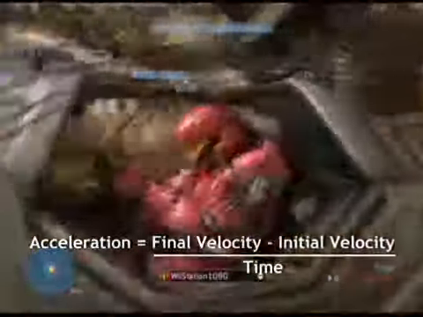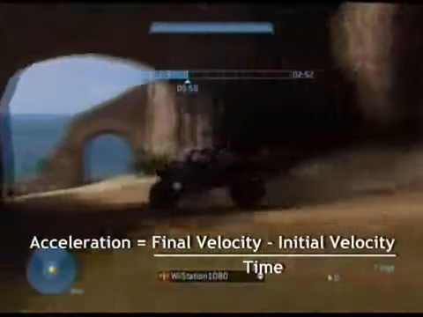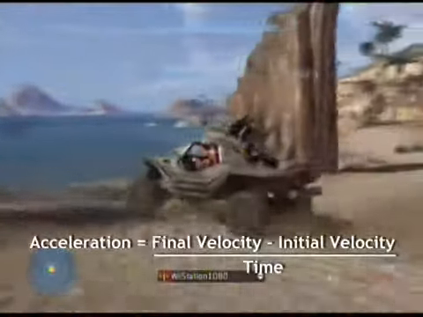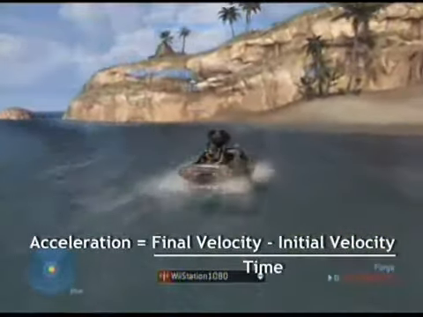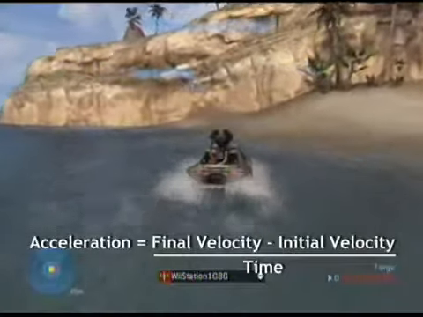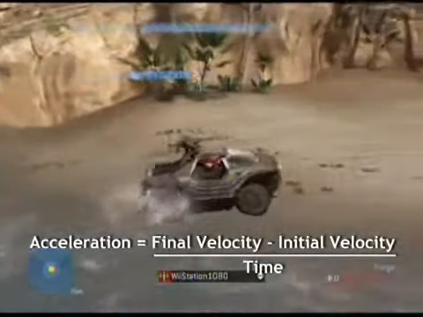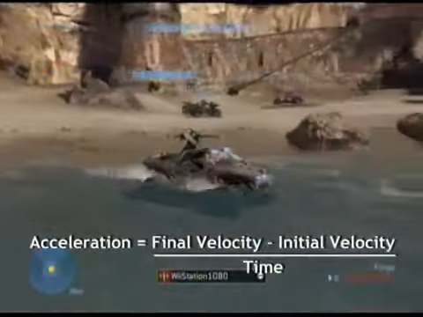As you change acceleration, you are changing the velocity. Acceleration is the final velocity minus the initial velocity divided by the time. Acceleration is not only going faster, but slowing down or even changing directions. This makes acceleration a vector as well.